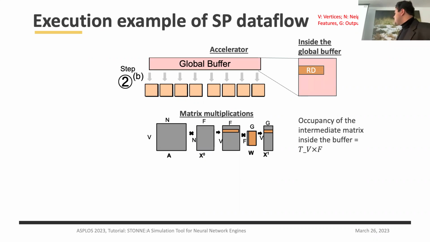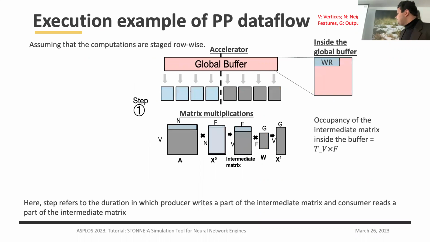The consequence of that is that the occupancy of the intermediate matrix inside the buffer is less. So we can use smaller memory hierarchies to store such intermediate matrices, or at a very fine granularity, you can just do it within the register file of the PEs. You don't even have to go to the global buffer. So this is one of the advantages of SP data flow. You are basically reusing the part of the intermediate matrix that you had computed earlier, and you're doing the next phase on that.